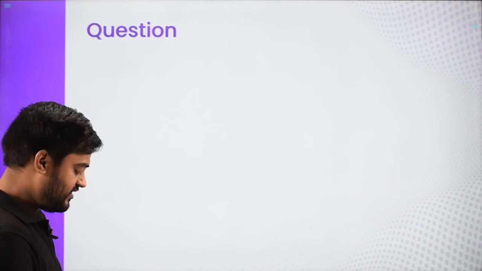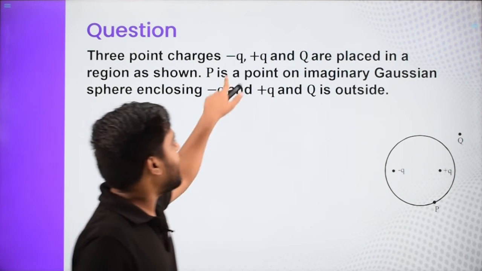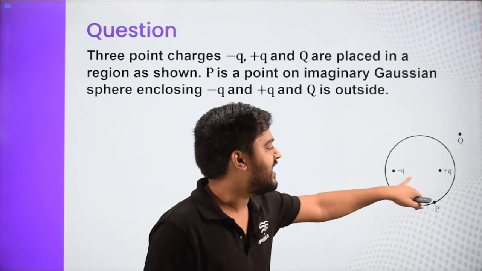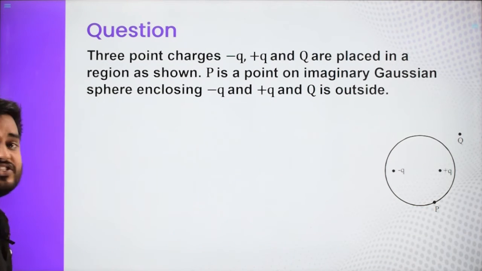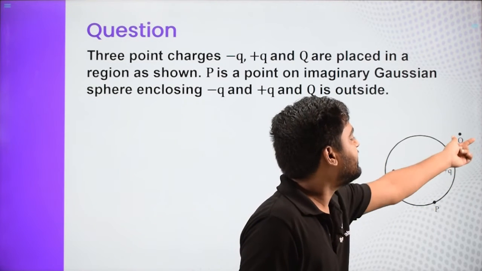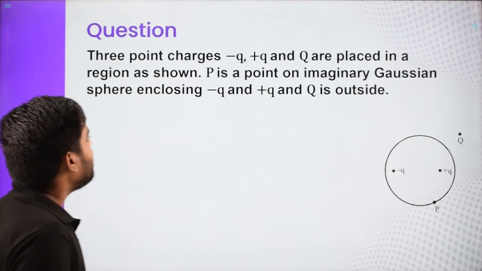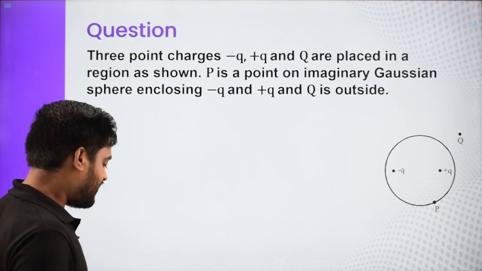Let us do a question. This question says that three point charges, minus q, plus q and capital Q, are situated in the region as shown. Minus q and plus q are inside this surface and capital Q is outside the surface. This is an imaginary Gaussian sphere.